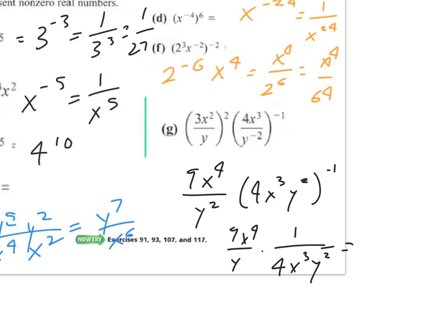Now the 9 and the 4 won't reduce at all, so I get a 9 on top and a 4 on the bottom. I do have an x to the 4th here and x to the 3rd there, so that's a difference of 1. So I get just a plain x on top. I've got a couple of y's on the bottom, a y and a y squared, so I add the 1 and 2 together, and I get a y cubed. So 9x over 4y cubed on that one.